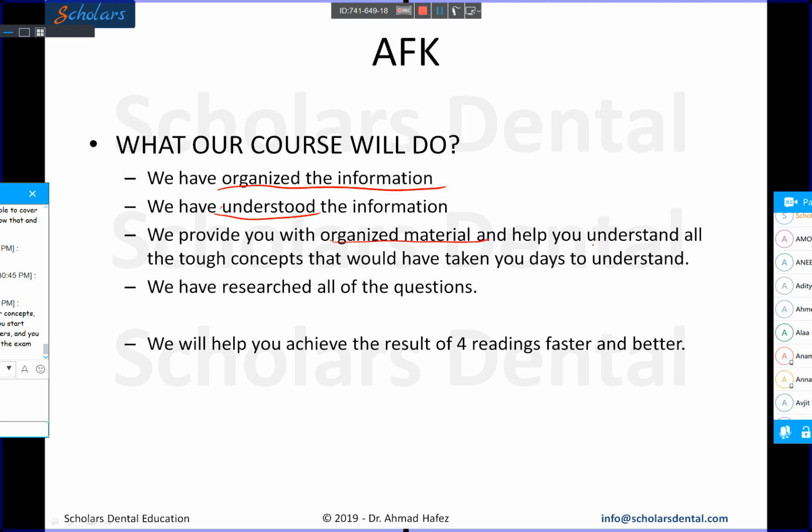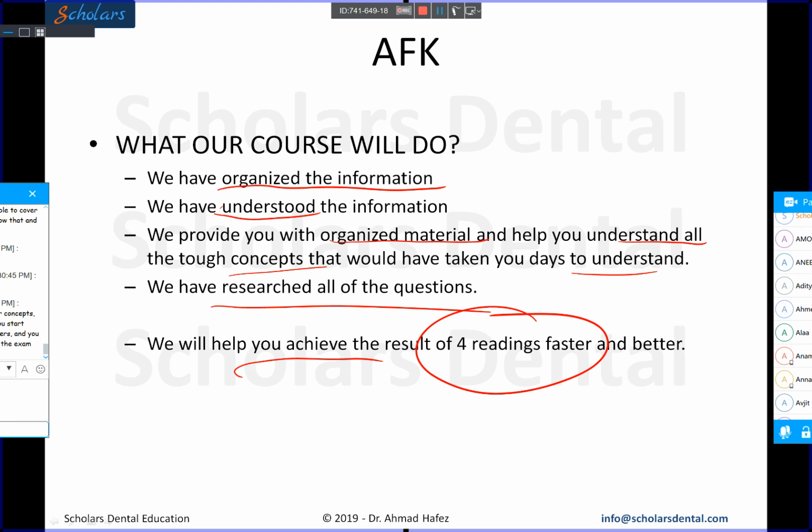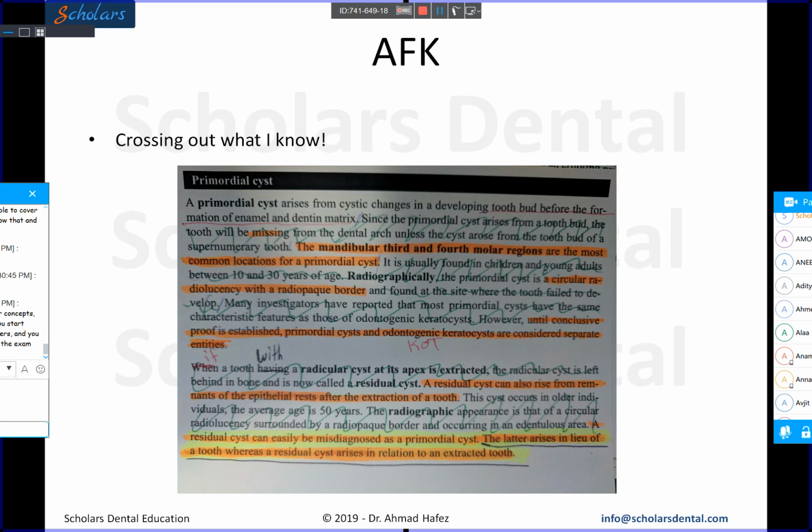We'll help you understand all of it and all the tough concepts that would have taken you days to get. We have researched all the questions, no doubt, and you just have to follow our answers and understand it. And some things we'll tell you to memorize. We'll tell you what to memorize and what to understand. We will help you achieve the four readings result faster. Four readings, instead of taking you a year to do, we'll shorten that for you, depending on your own effort as well.